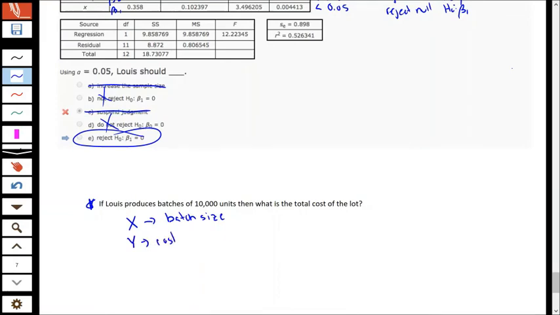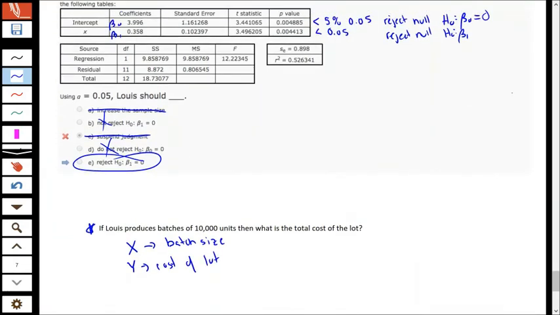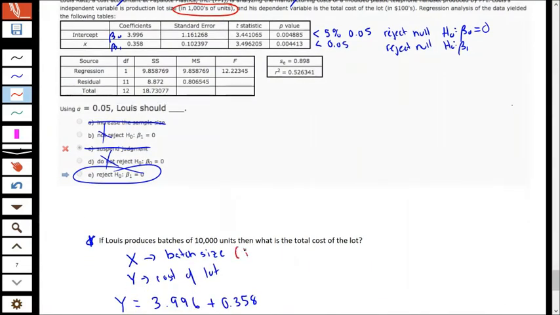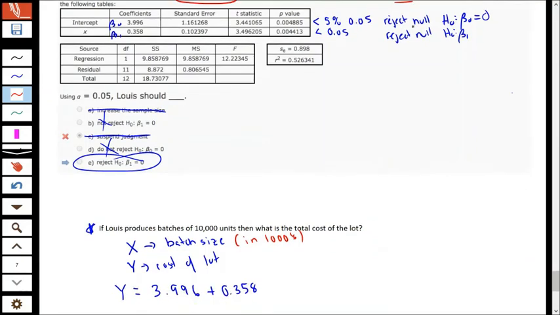Y was the cost of the lot, and the model gave us the equation that Y is equal to 3.996 plus 0.358. But here's the thing, guys. It tells us that the lot size, that batch size, is in thousands, and that the cost is in hundreds. I don't know why you do anything in hundreds. Thousands I can understand, it's like instead of saying 10,000, you say 10K. The hundreds is literally just to mess you up and see if you understand how units work or not.